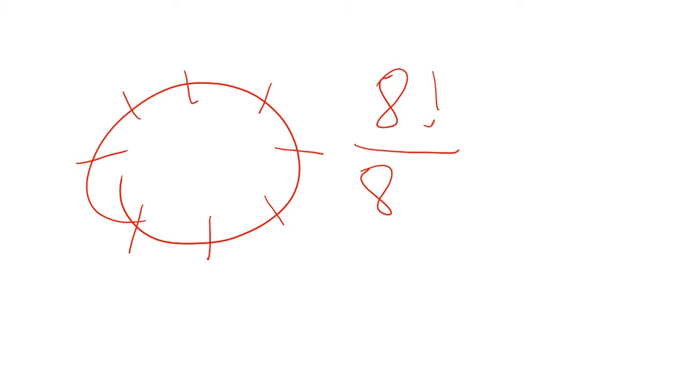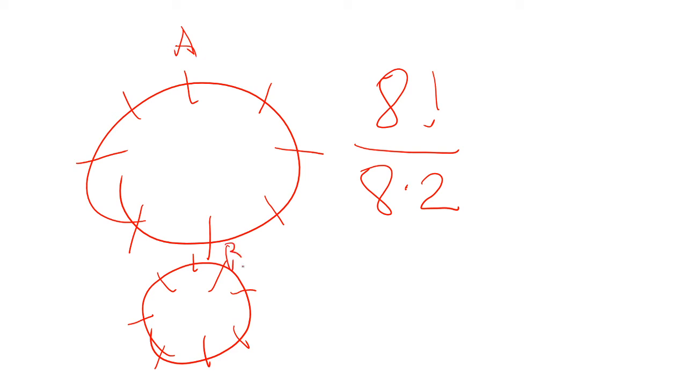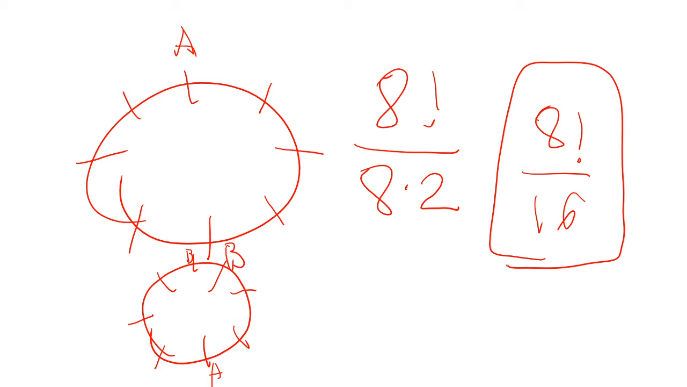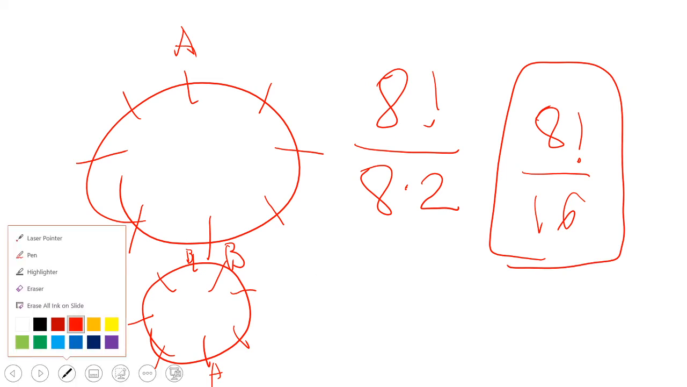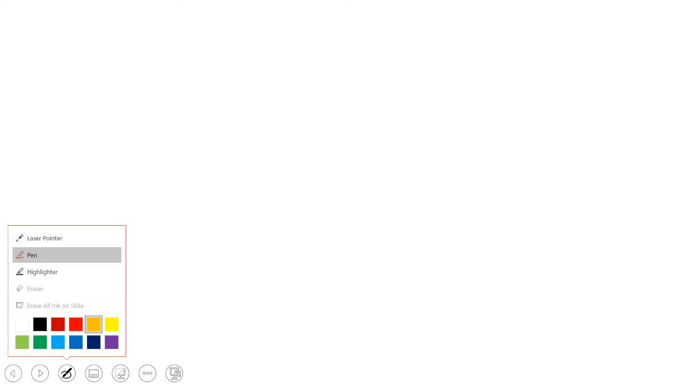So we just want to multiply by 2 as we did last time, because a keychain can be flipped over with opposites. So this is A, and this was B. This would be B, and this would be A. So we can flip it over. So this is just 8 factorial over 8 times 2, which is 8 factorial over 16, which is our answer. That's really all we have to do when it comes to symmetrical counting.